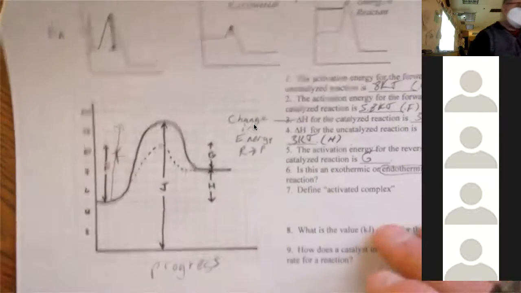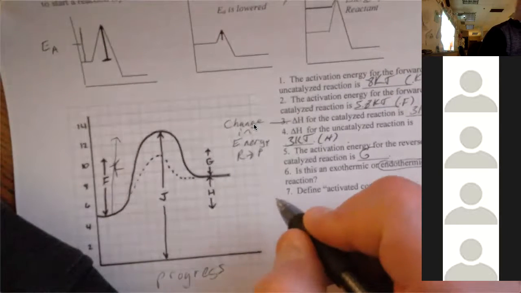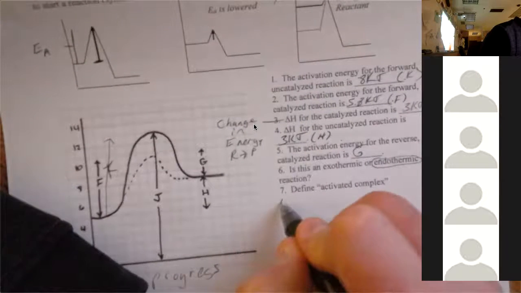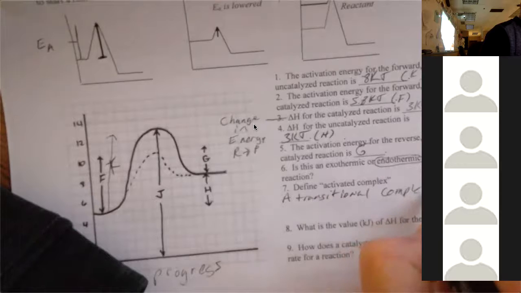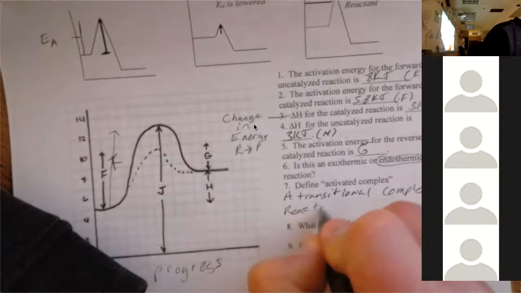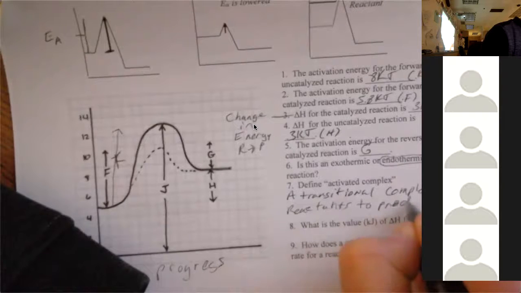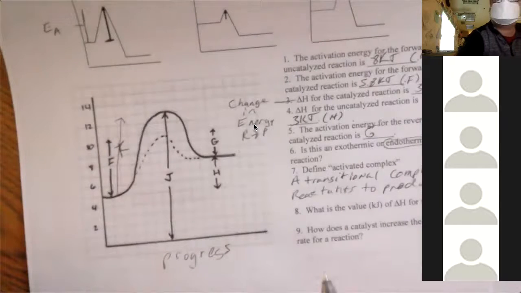Activated complex. Let's define this as a transitional state from reactants to products. It only lasts a very small amount of time.